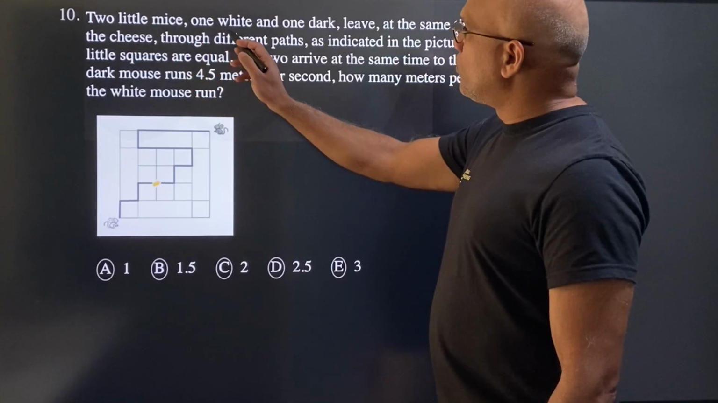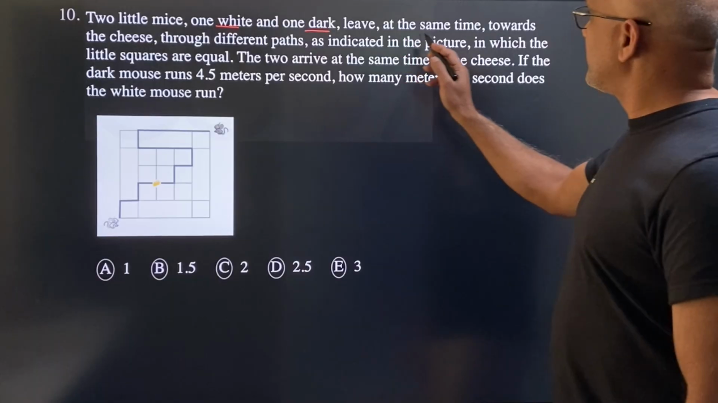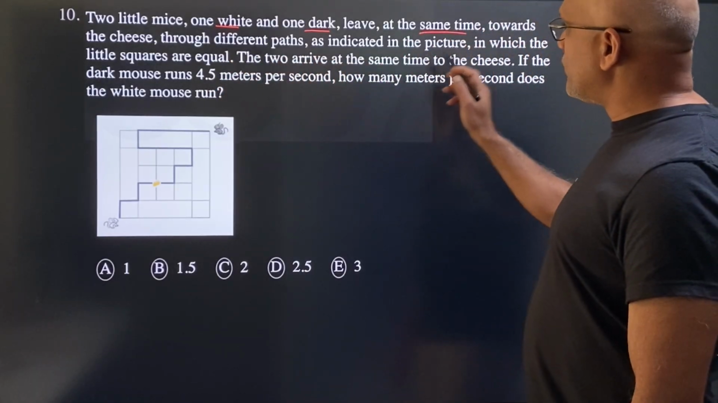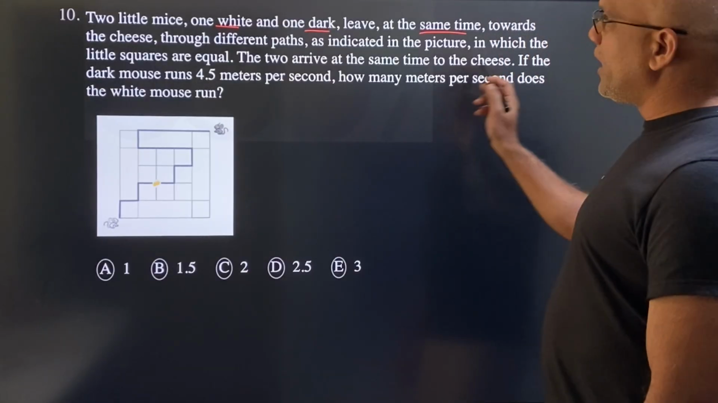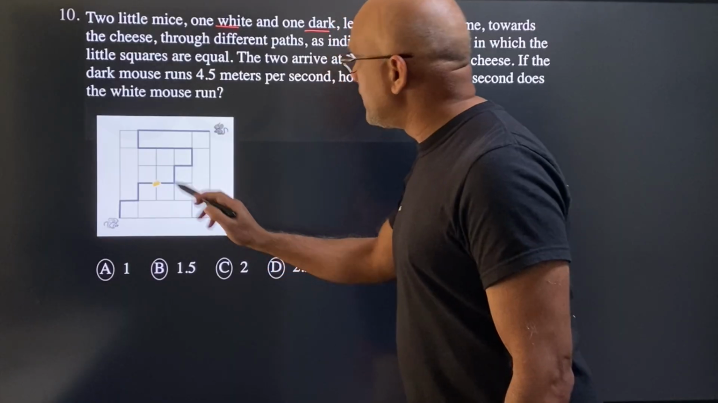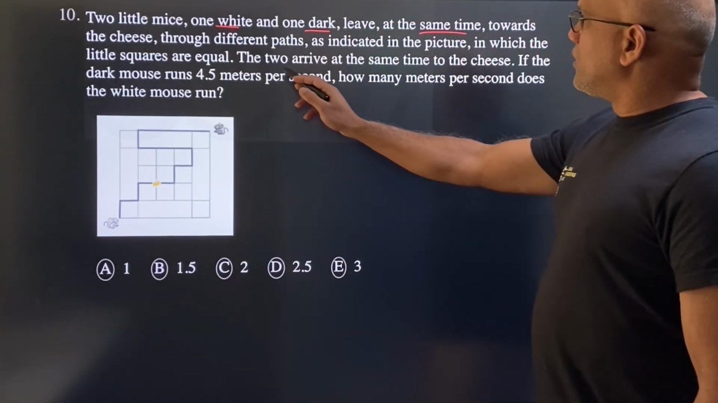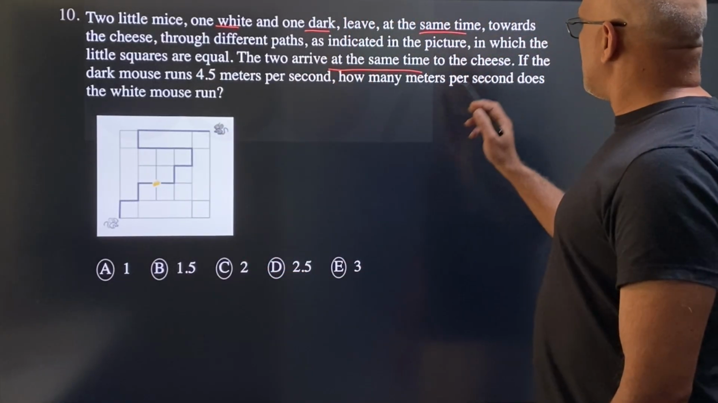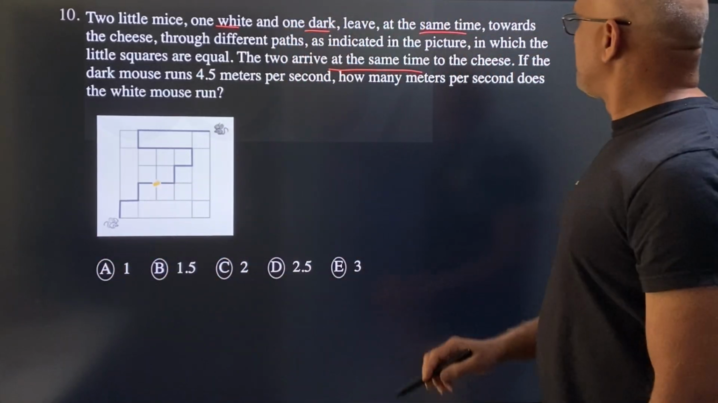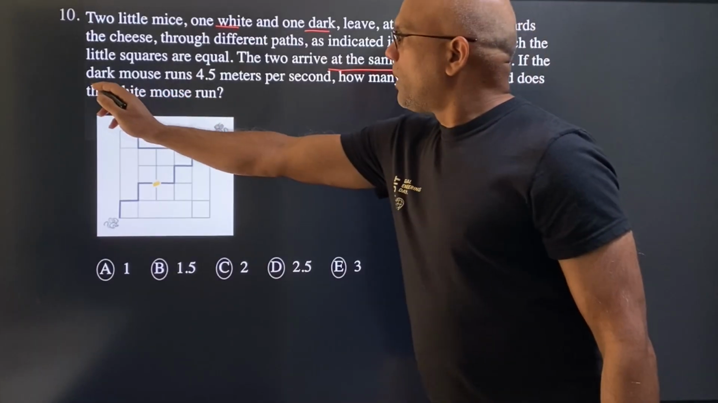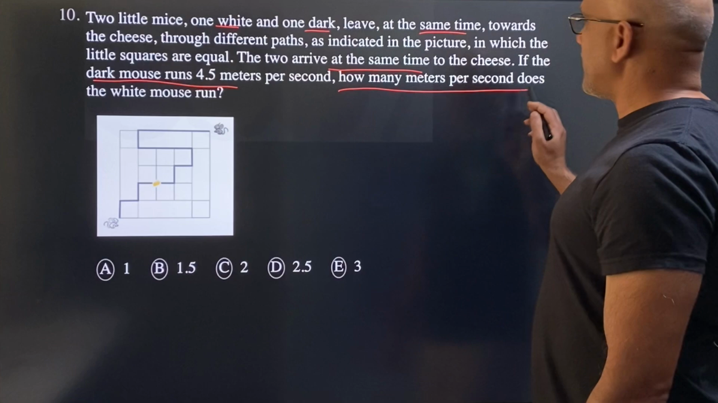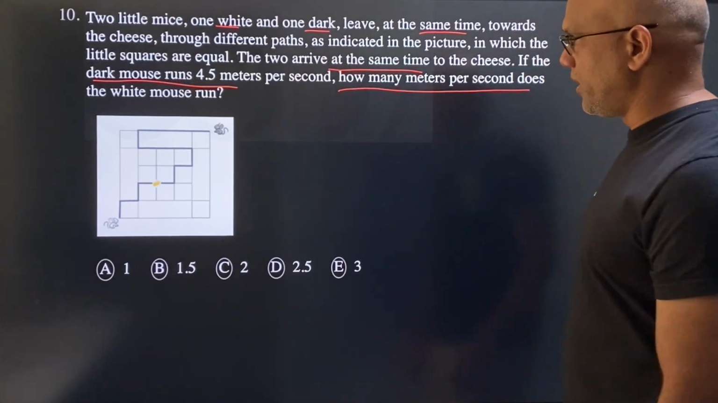2 little mice, one white and one dark, run at the same time towards the cheese through different paths as indicated in the picture here. Okay, in which the little squares are equal, so these are all same squares. The 2 arrive at the same time to the cheese. So they start at the same time, arrive at the same time. If the dark mouse runs at 4.5 meters per second, how many meters per second does the white mouse run?